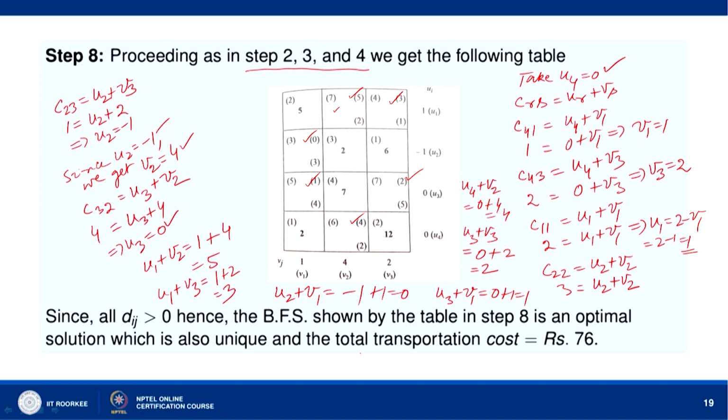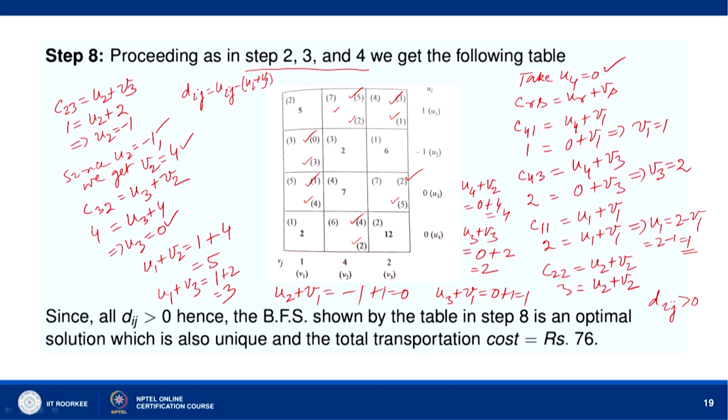Let us find Dij. Okay. So, Dij equals Cij minus (Ui plus Bj) for all unoccupied cells. So, here you see 7 minus 5 is 2. Okay. 4 minus 3 is 1. Here we get 3 minus 0, 3. Here we get 5 minus 1, 4, 7 minus 2, 5, and 6 minus 4, 2. So, we can see this is 2, this is 1, this is 3, this is 4, this is 5, this is 2. So, Dij is greater than 0 for all i and j which are unoccupied cells.